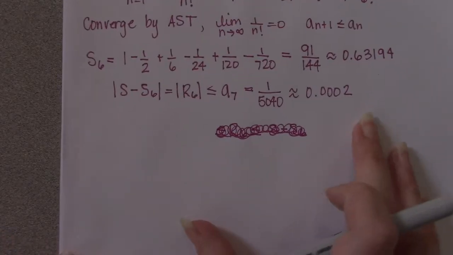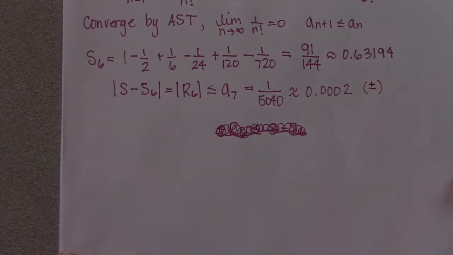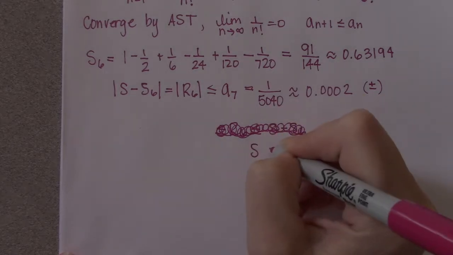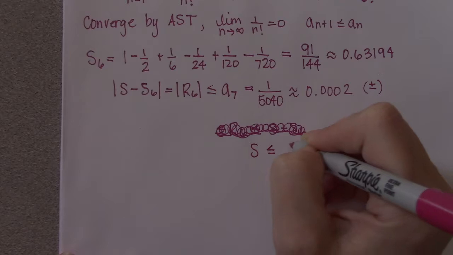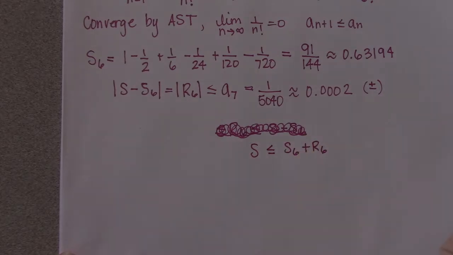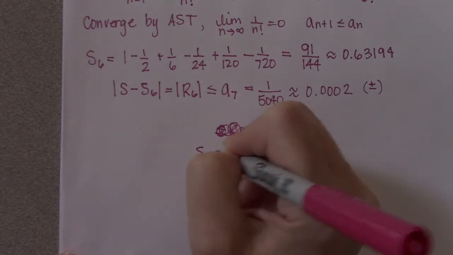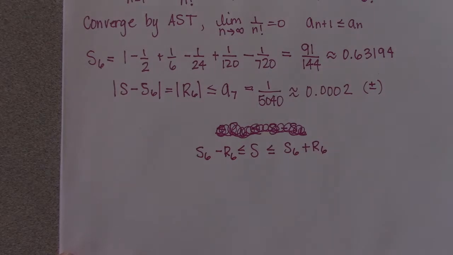So if we come down here, this number could be positive or negative, right? Because the remaining terms could add up to be a positive value, or they could add up to be a negative value because they're alternating. So the sum is somewhere between S6 plus R6 if it's positive, or the sum of the first 6 terms minus that guy if it's negative.